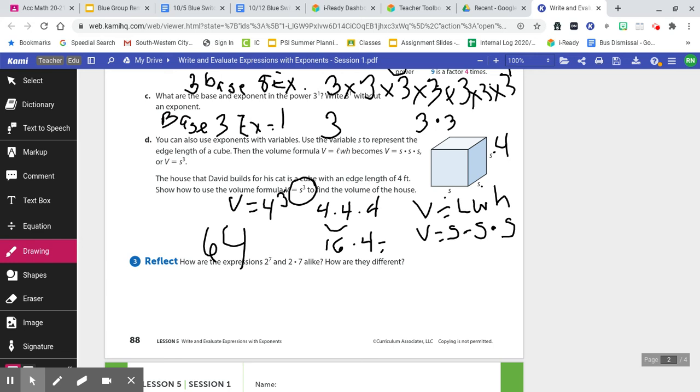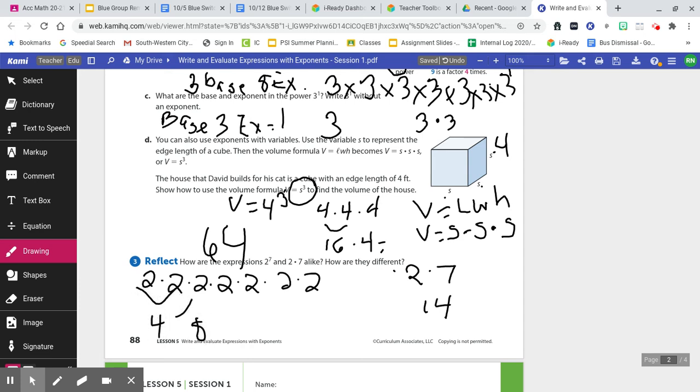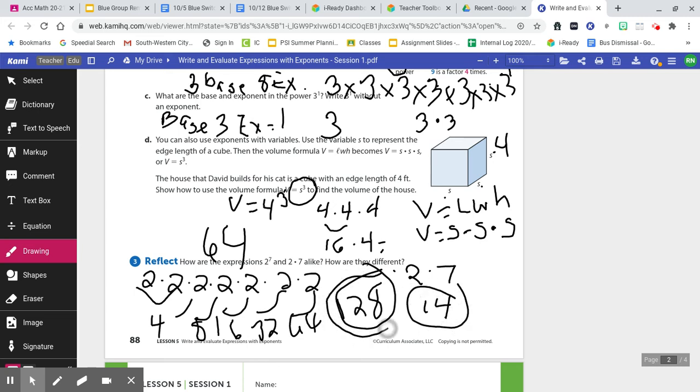If I did 2 to the 7th, that would be 2 times 2 times 2 times 2 times 2. It's 2, 1, 2, 3, 4, 5, 6, 7. And this would be 2 times 7. 2 times 7 is 14. What is this one? This is 4 times 2 is 8, times 2 is 16, times 2 is 32, times 2 is 64, times 2 is 128. Wow, that is certainly not the same answer.